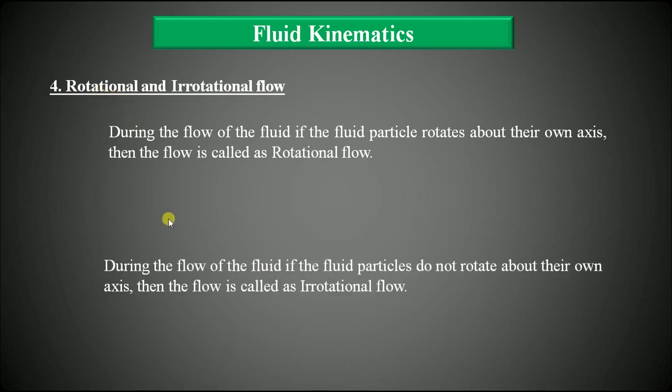Similarly, irrotational flow. What do you mean by irrotational flow? If the particles do not rotate about their own axis during the flow of the fluid, then the flow is called irrotational flow. Okay, the simple definition is with reference to the rotation of the fluid particles about their own axis. If the fluid particles are rotating about their own axis during the flow, then the flow is called rotational. If they are not rotating about their own axis during the flow, it is an irrotational flow. Okay, that is about rotational and irrotational flow.